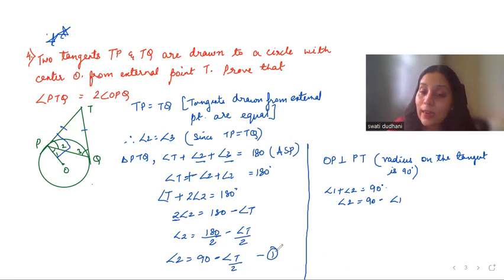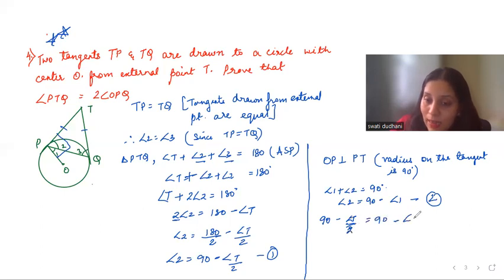All right. Now I have these two equations where I found angle 2. So can I equate the values of angle 2 with each other? We can. So 90 minus angle T by 2 is equal to 90 minus angle 1. So I can cancel 90 on both sides. This is from 1 and 2.